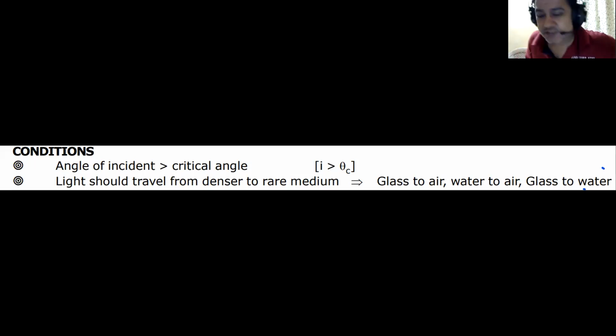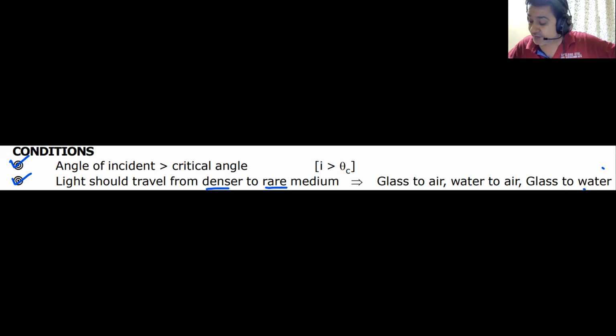Remember, there are two conditions. Total internal reflection can only happen, condition number one, when light is traveling from denser to rarer medium. It cannot happen when it travels from rarer to denser medium. It can only happen when it travels from denser to rarer. Do we understand this? Yes, sir.